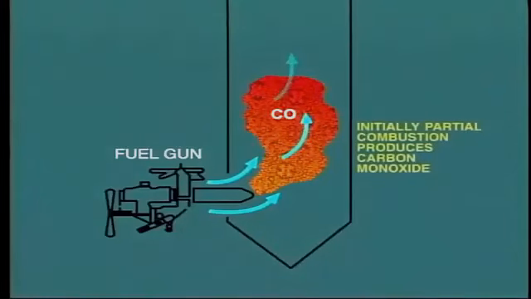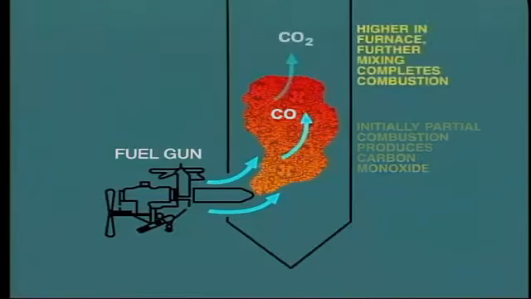Even when the fuel and the air are ignited and thoroughly mixed, a certain amount of time is required before the combustion process is completed. Initially, only partial combustion takes place, often forming carbon monoxide. Later, as the gas passes higher into the furnace, further mixing with air provides complete combustion.